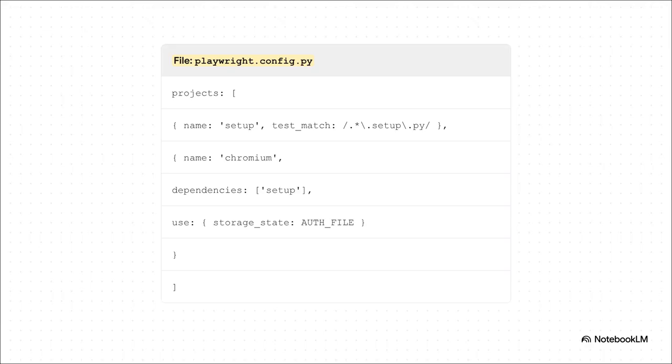Next up, we have to tell Playwright how to actually use this new file. In your main config, you create a special project, let's call it setup, that only runs our new authentication script. Then for your main test project, you add 2 critical lines. Dependencies, setup, make sure the login always runs first, and use storage state equals whatever, tells every single test in this project to load that saved session before it even starts.